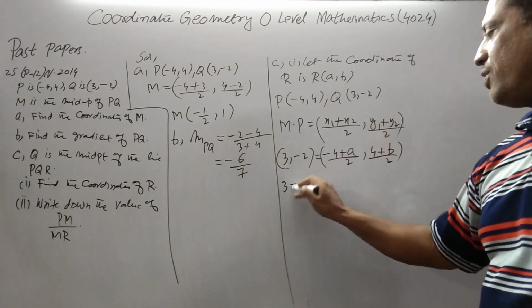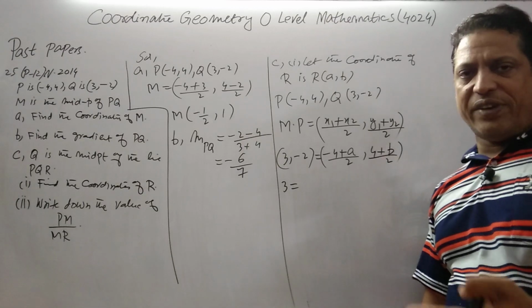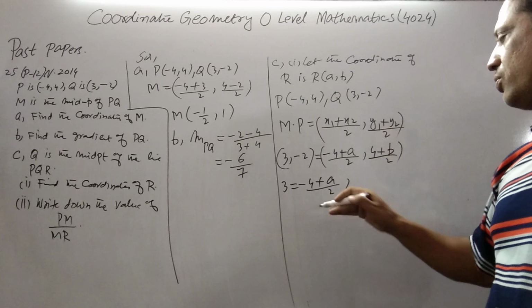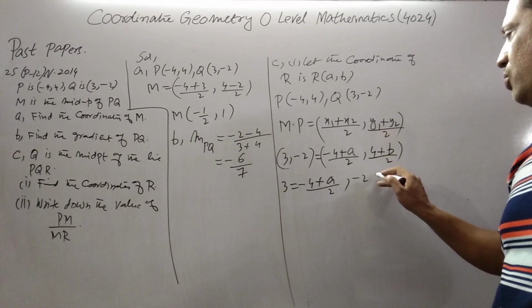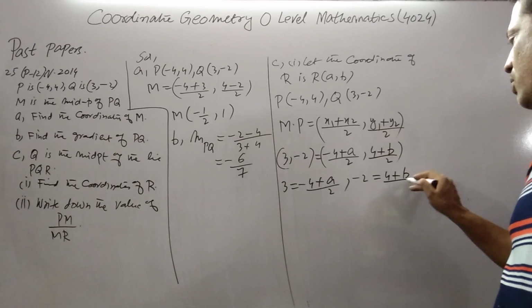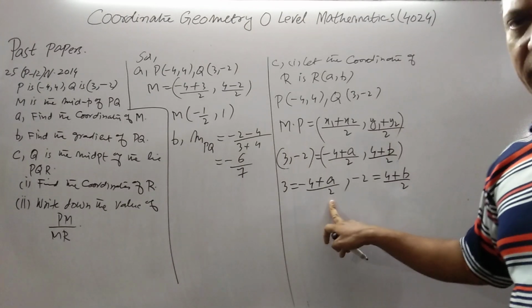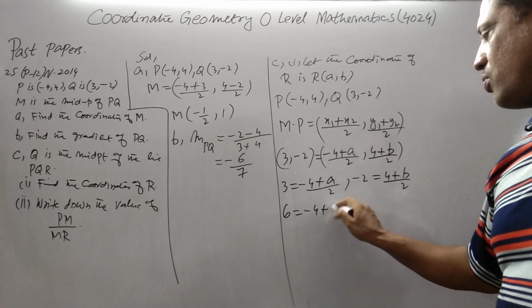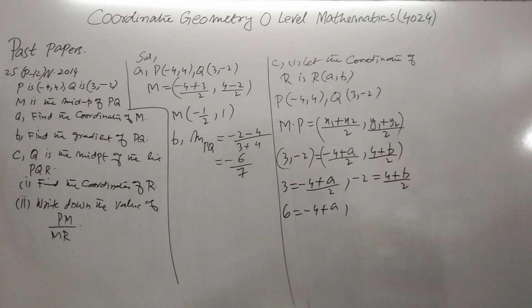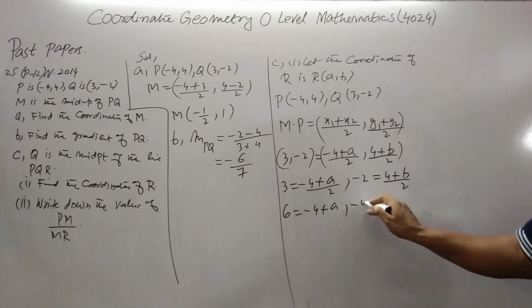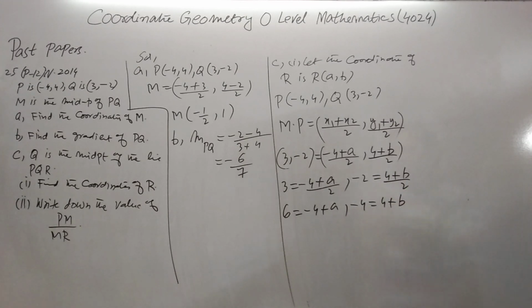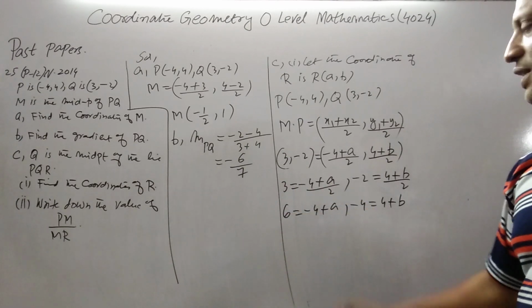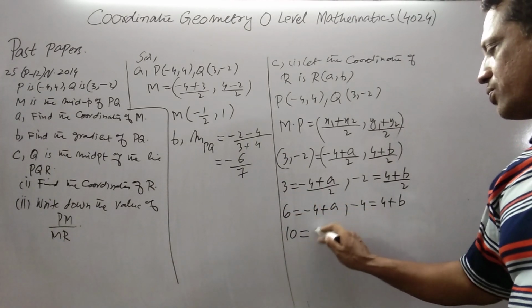If two ordered pairs are equal, then first value equals first value. So 3 equals (-4 + a)/2, comma, -2 equals (4 + b)/2. This 2 is divided over here, so it should multiply by 3. So 6 equals -4 + a. And this 2 is divided over here, so it should multiply by -2. -4 equals 4 + b. This -4 is subtracted over here, so it should be added on the other side. 6 plus 4 is 10, equals a.